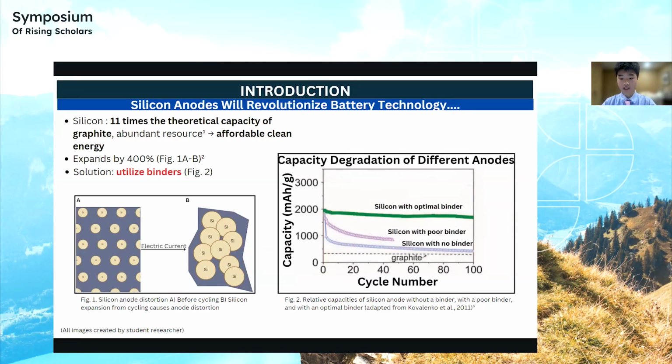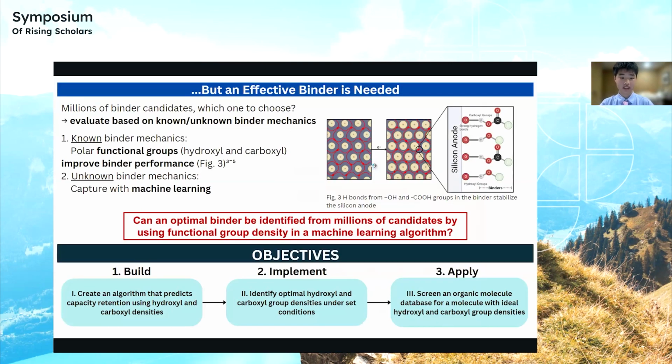Meanwhile, silicon without a binder starts at a much higher capacity, but it loses that capacity almost instantaneously, and it levels out immediately. Silicon with a poor binder suffers a similar fate, but to a lesser extent. What researchers are aiming to find is silicon with an optimal binder, which is able to start with that high capacity, but maintain that capacity throughout. This is why an effective binder is needed.